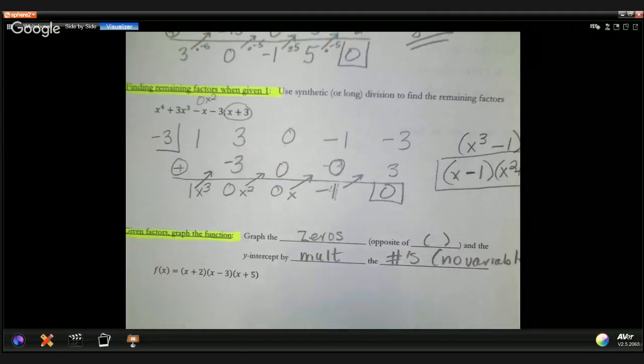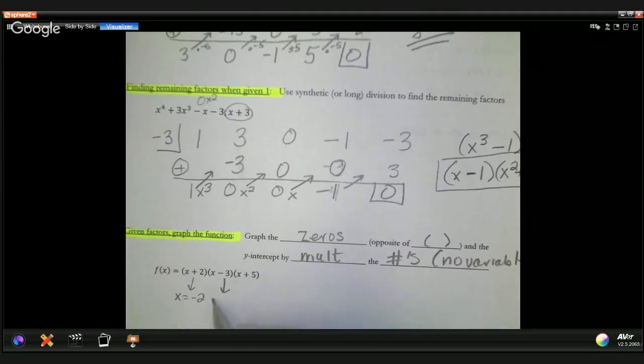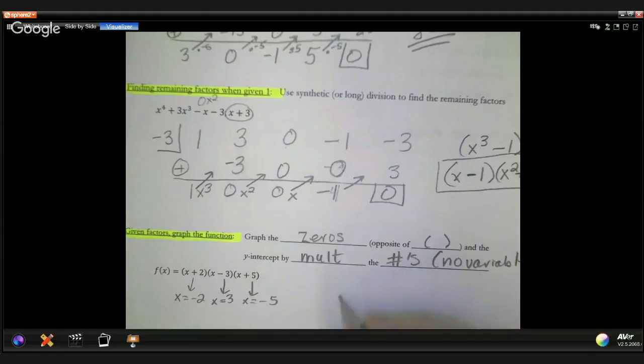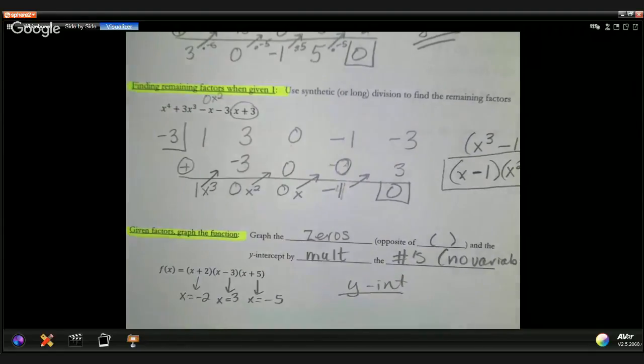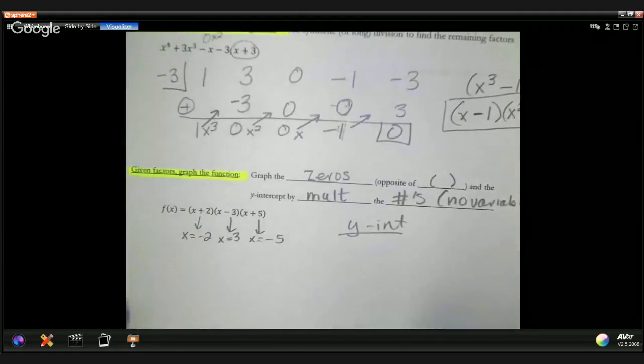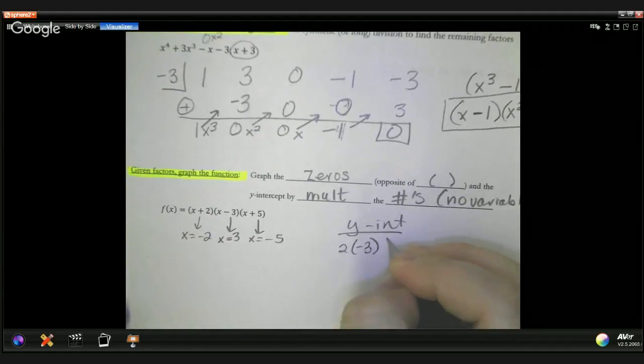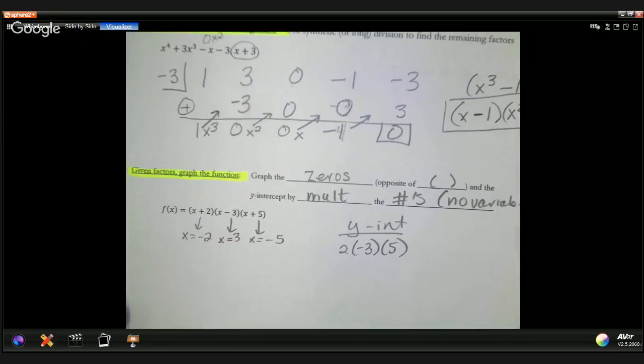Okay? So what that tells me, this is at negative 2. This is at positive 3. This one's at negative 5. To find the y-intercept, I'm going to multiply my numbers. So 2 times negative 3 times 5. Well, that's negative 6 times 5, so that's negative 30.